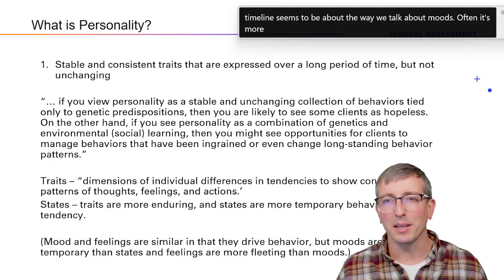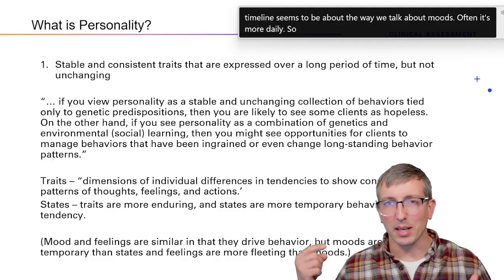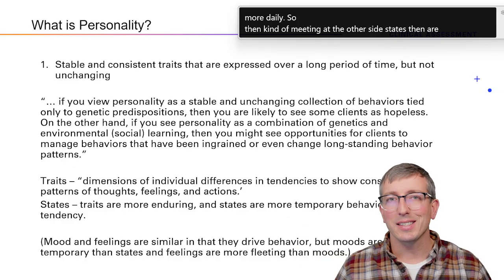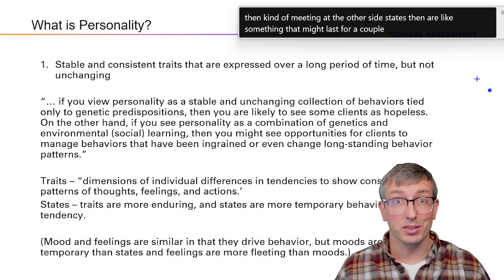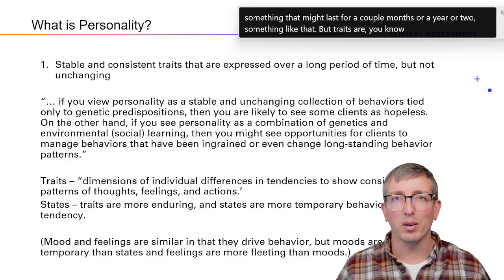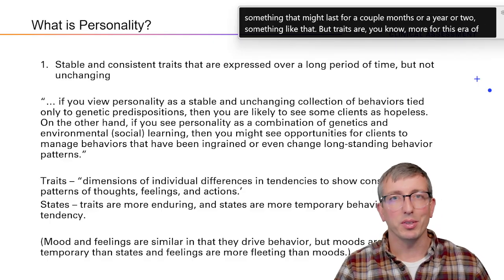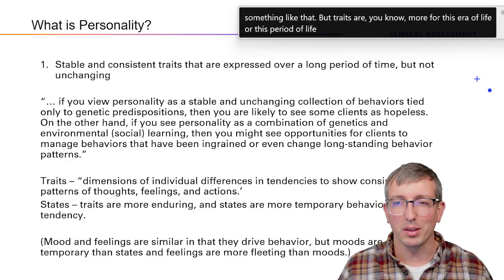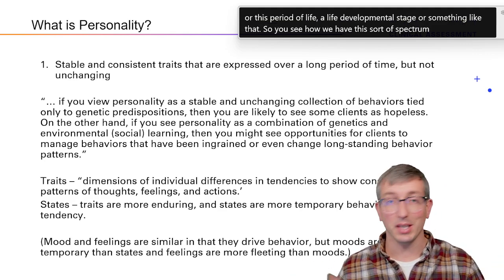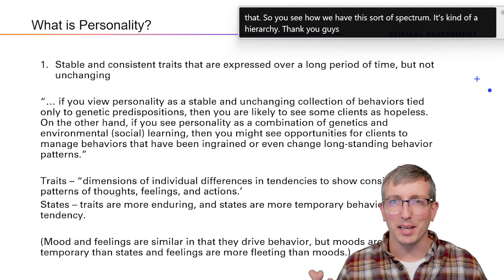Often it's more daily. So then, meeting at the other side, states are something that might last for a couple months or a year or two. But traits are more for this era of life, or this period of life, a life developmental stage or something like that. So you see how we have this sort of spectrum. It's kind of a hierarchy. I think you guys get it.